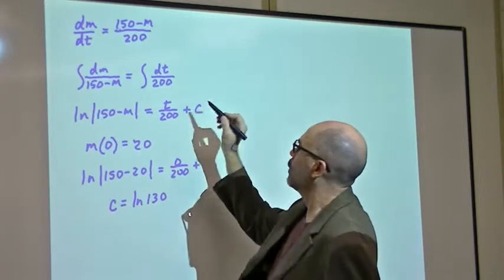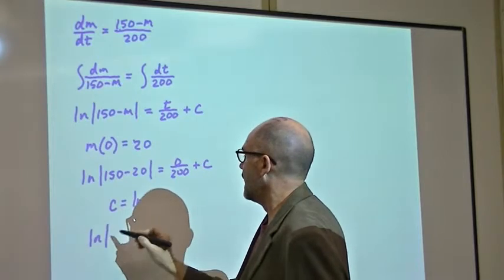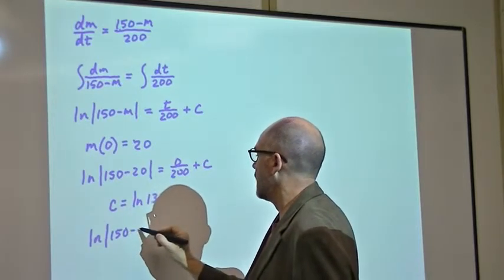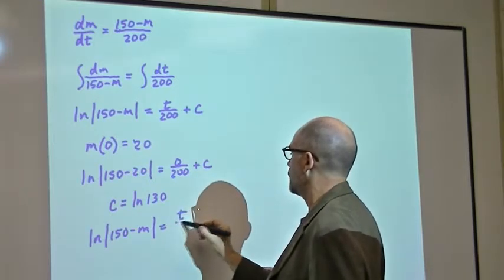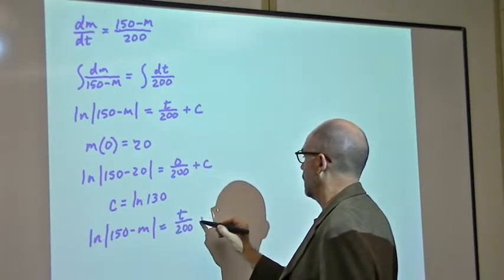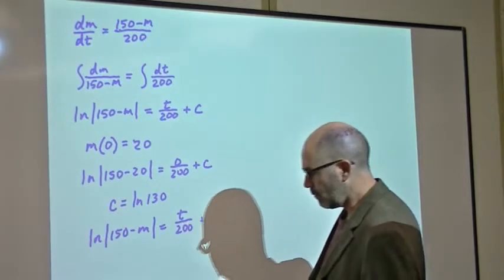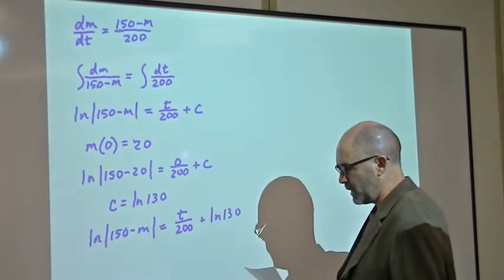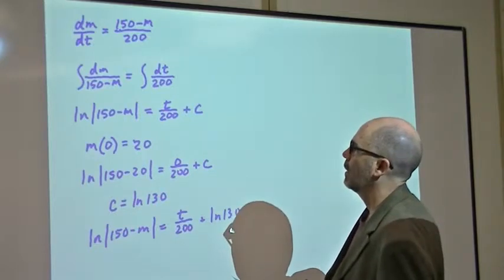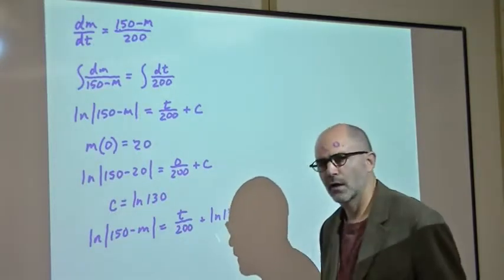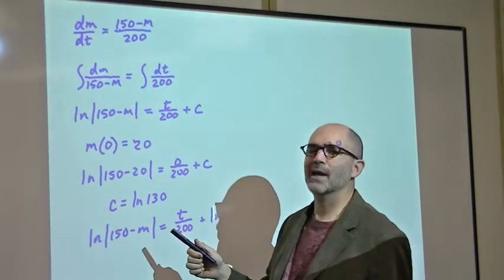And so I can go back up to my solution here and say natural log absolute value 150 minus m has to equal t over 200 plus natural log 130. Okay, so, I messed up. Oh no, I was writing in pen.